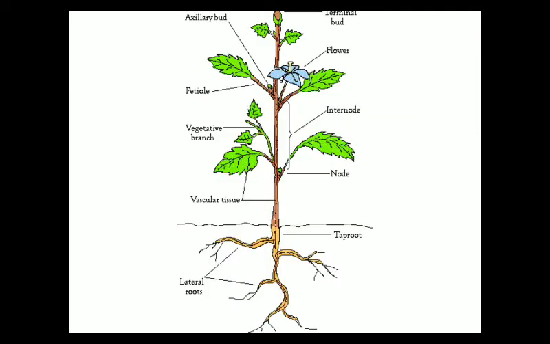So this is a diagram of a typical plant. In this plant, the part of the plant which is above the ground, this particular structure, represents the stem. And this is an important characteristic feature of a stem, that a stem possesses nodes and internodes. So what are nodes and internodes? We will discuss that a little later.